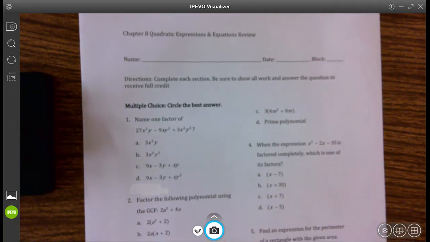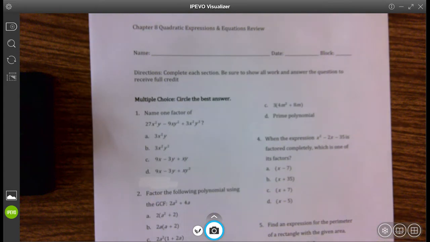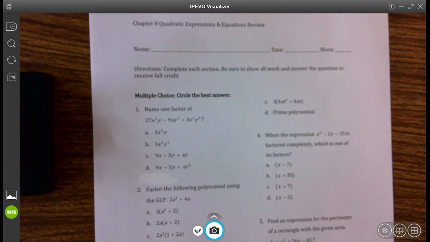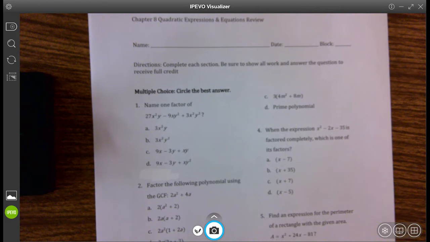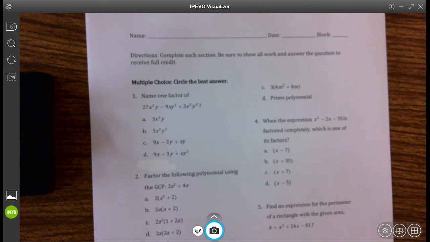All right, this is your review for the second half of Chapter 8. It's all about factoring and solving. The first one asks to name one factor.